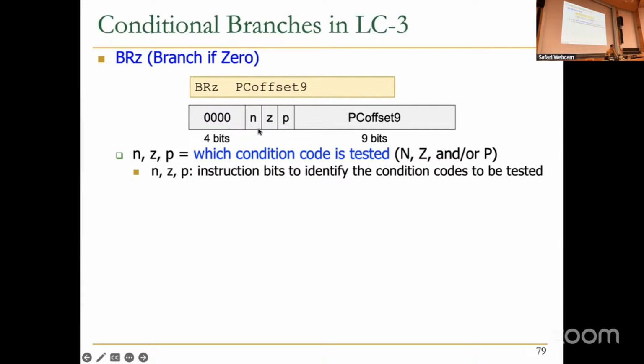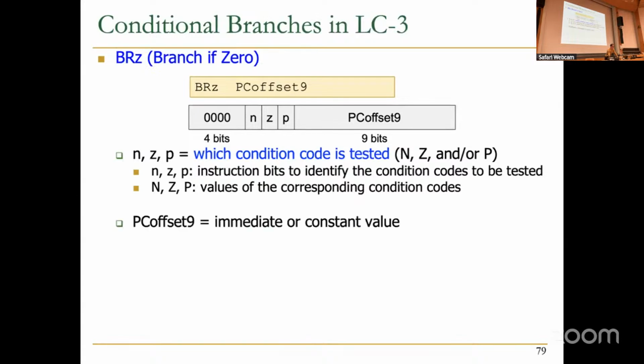The small nzp are the instruction bits to identify the condition codes to be tested. And these are the registers that are set when you write to a destination register, the large NZP. Those are the values of the corresponding condition codes, in other words. PC offset is the usual PC offset that we're used to, an immediate or constant value, 9 bits. And this is the semantics of the instruction.